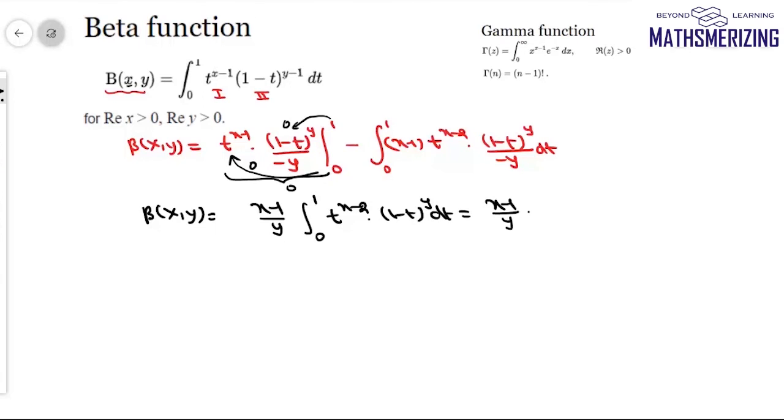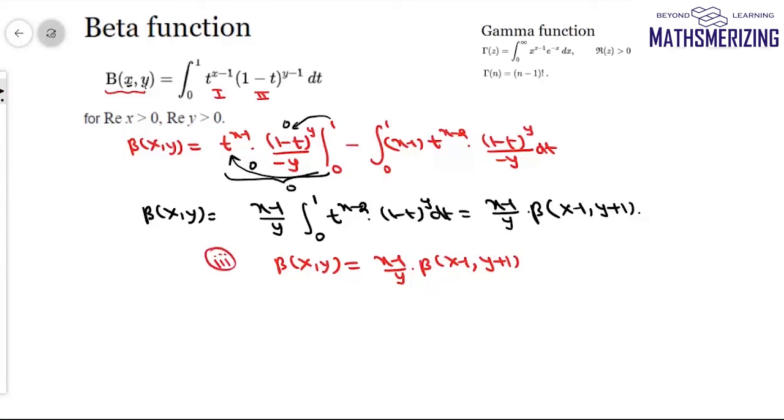Now for beta x, it is t to the power x minus 1, so here it will be beta x minus 1, and for y it was y minus 1, so here it will be y plus 1. So we get this recurring relation, which is beta xy is equal to x minus 1 upon y into beta x minus 1, y plus 1. So that's our third result. We can use this recurring relation to find the value of this beta function.